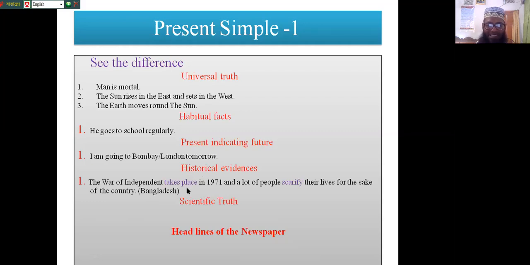The War of Independence takes place in 1971, and a lot of people sacrificed their lives for the sake of the country, Bangladesh. You know, West Pakistan ruled East Pakistan, and at the time, the people of Bangladesh raised their voice and fought for independence. And in 1971, Bangladesh achieved independence from West Pakistan.